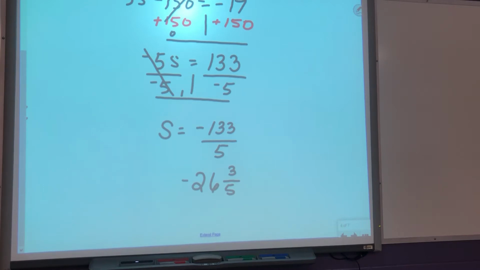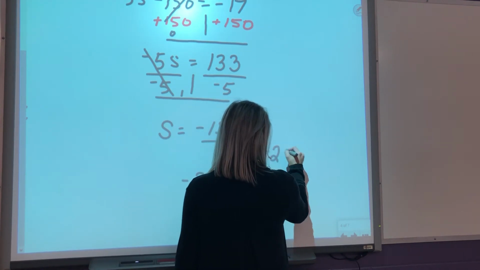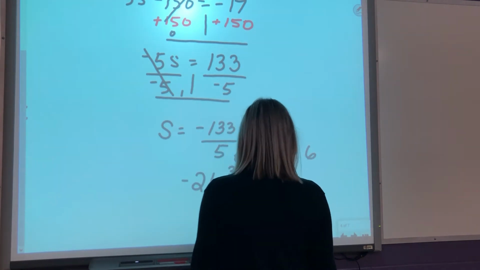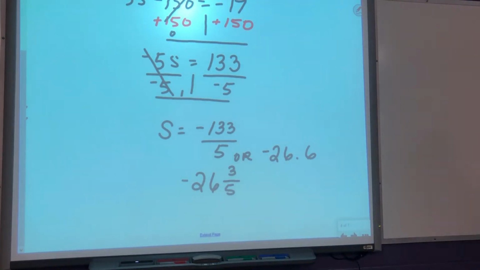Now, could you do it as a decimal as well? I mean, yeah, you could. That'd be okay. Negative 26 and 6/10. Those things are okay, guys. There are three separate ways you can write a number. They're all equivalent to each other. Yeah, 3/5, 6/10, times 2 times 2. Yeah, we're good.